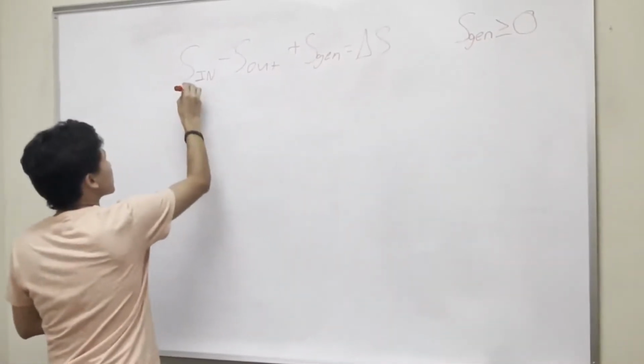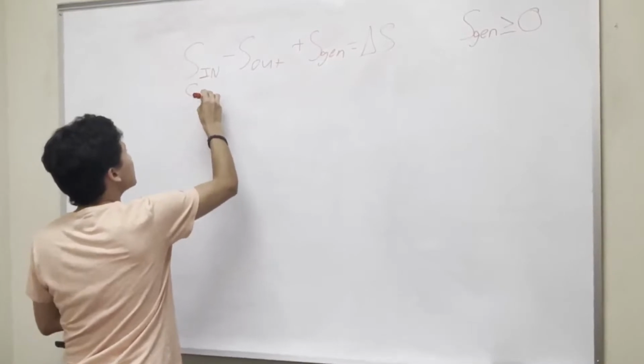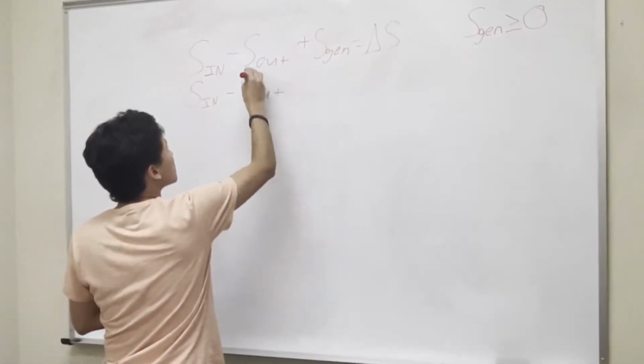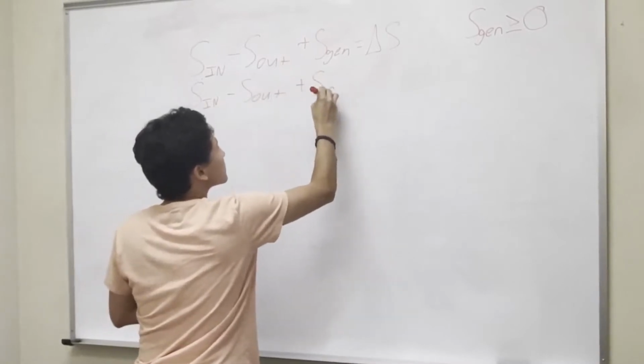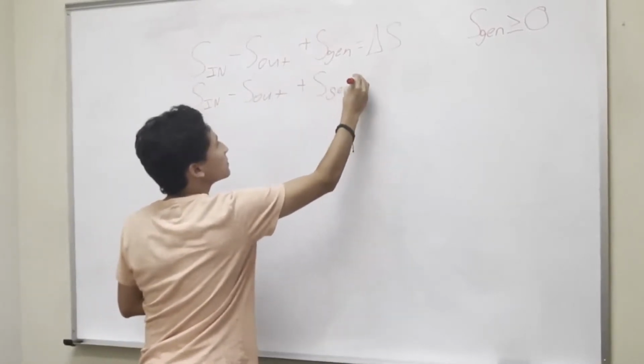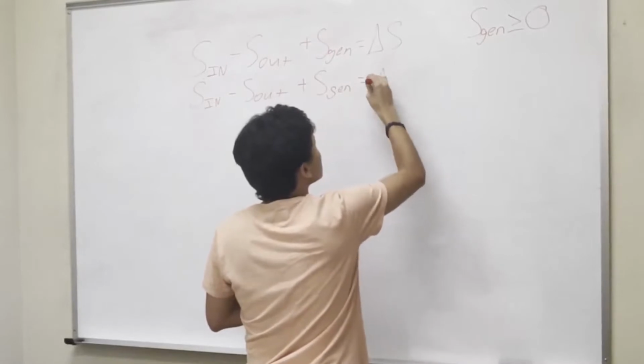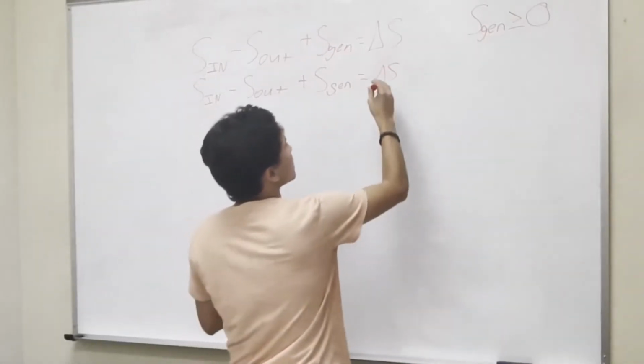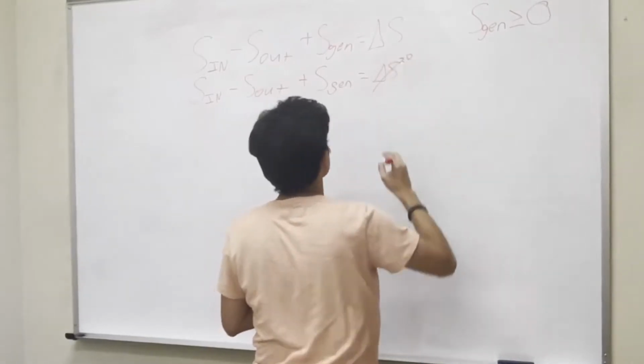We can also write this in its rate form. The flow of entropy in, minus the flow of the entropy out, plus the flow of the entropy generated, is equal to the flow of the total entropy of the system. For our case, we'll be working with steady state, so this will be 0.